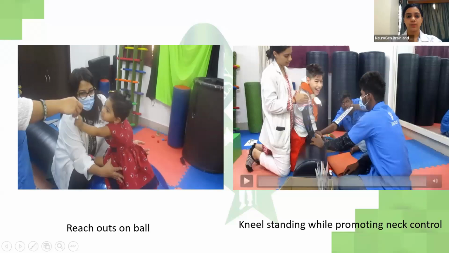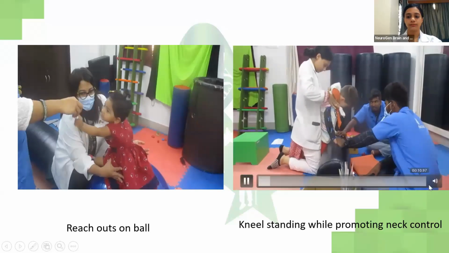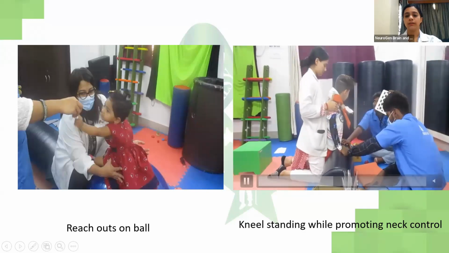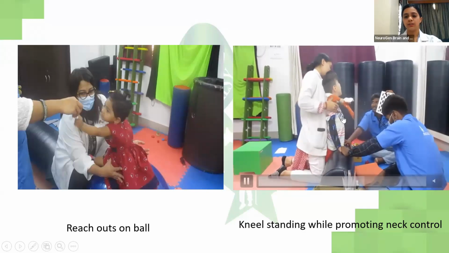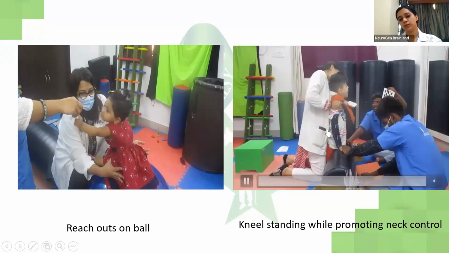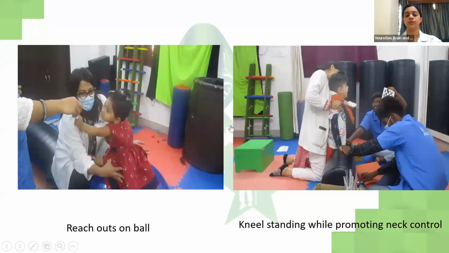Kneel standing while promoting neck control. This is a bolster, the pedi wrap, and the neck towel roll. I'm just preventing him from hyperextension. I expect him to take weight on his upper body and knees, and look in front. We are giving him some visual cues which he was liking. So here also we are promoting neck control, with which we are promoting the upper body and trunk control to some extent.